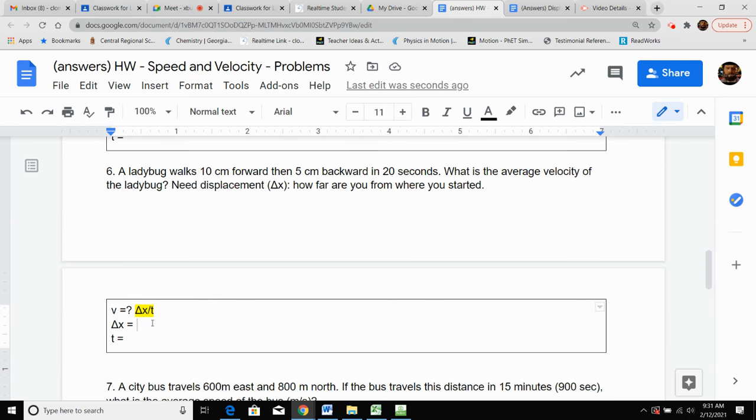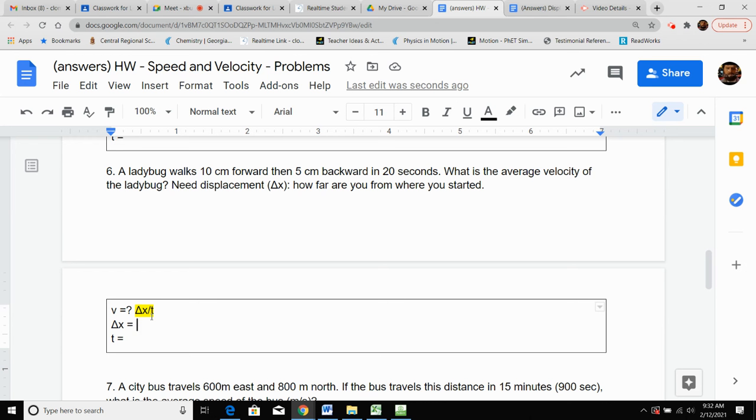So what about this one? What is the displacement? Displacement, delta x. How far you are from where you started? 5. Yeah, it's going to be 5, right? Because you're going 10 centimeters forward and then 5 backwards. So it'd be like going 10 to the right and then 5 to the left. So you would still be 5 centimeters from where you started. Okay. And this one is not going to be negative in this case.